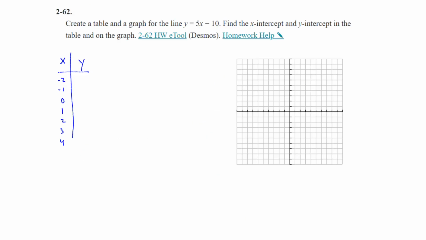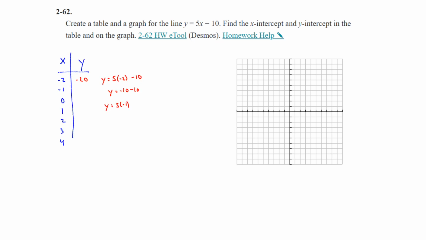Question 62. Create a table and a graph for the line y equals 5x minus 10. Find the x and the y-intercept in the table and on the graph. So to be sure that we find the y-intercept, we can plug 0 in for x, which I have on the table. I also plugged in some negative numbers and some positives on the table. And now I'm going to plug them in and see what we get. So y is equal to 5 times negative 2 minus 10. So that would be negative 10 minus 10, and that's negative 20. So that won't fit on the graph, so I'm going to go ahead and do the next one and see what's going to happen.